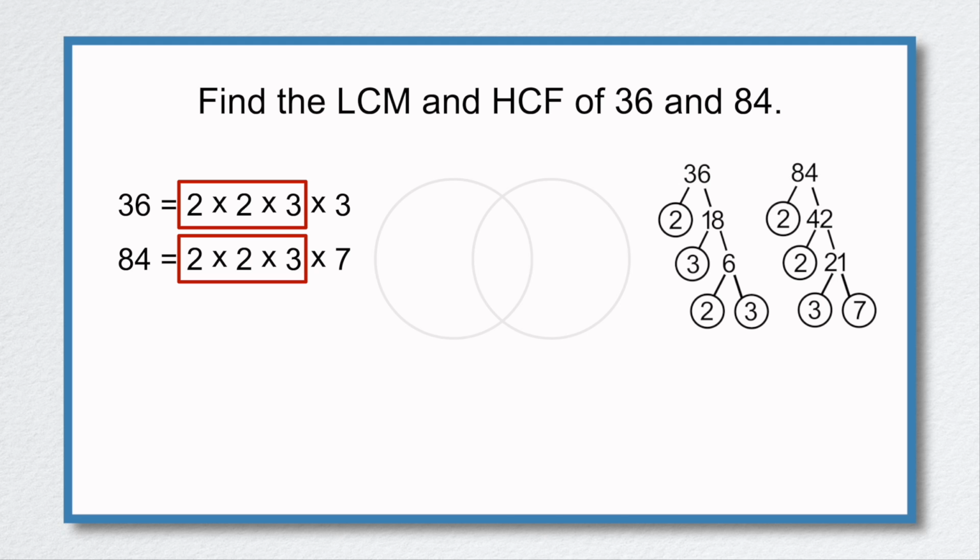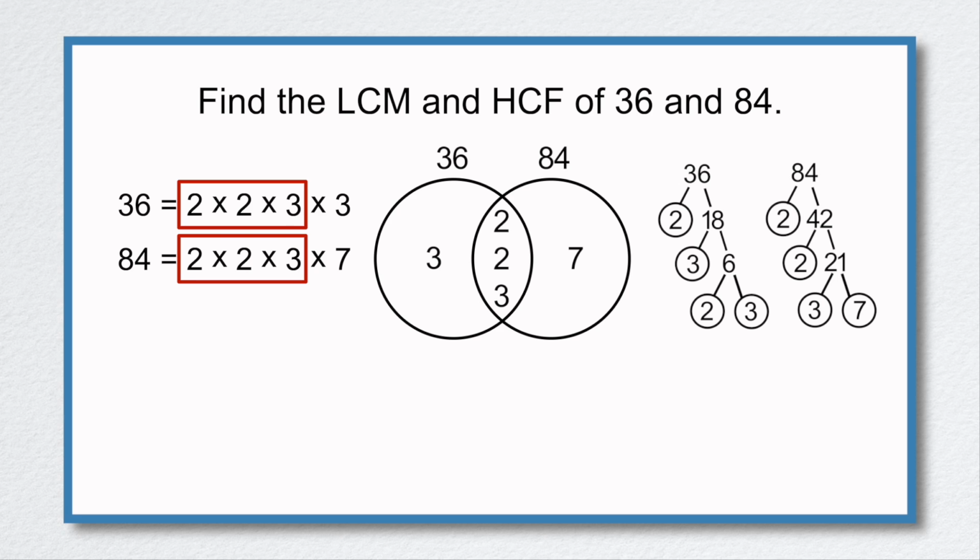We can visually see this on a Venn diagram. Here we have 36 and 84. Here are the prime factors of 36 and 84. But notice where the overlap is. And those are the three prime factors, 2, 2 and 3. We can now go ahead and find the lowest common multiple and highest common factor. To find the lowest common multiple, we multiply together all the prime factors we can see in the Venn diagram. So the lowest common multiple is 3, multiplied by 2, multiplied by 2, multiplied by 3, multiplied by 7.